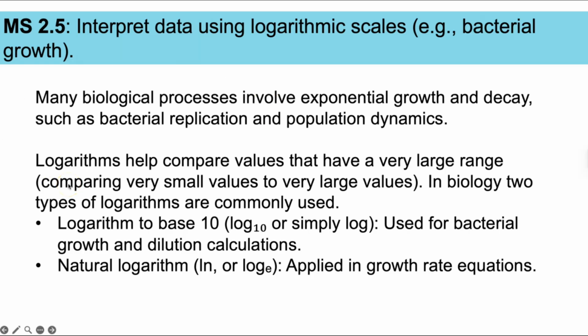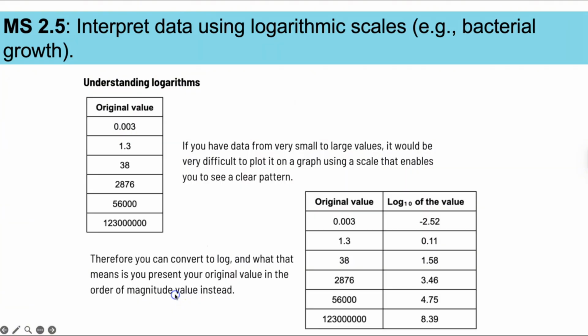So logarithms help compare values that have a very large range, so comparing very small values to very large ones. And we can have logarithm to the base 10 or log 10, and that is used for bacterial growth and dilution calculations. Natural logarithm, or ln, that's mainly what we see, but you can get log e as well, is applied in growth rate equations, but they'd normally give you an equation that you'd need to use if you had to do that. So just a bit more information on this.